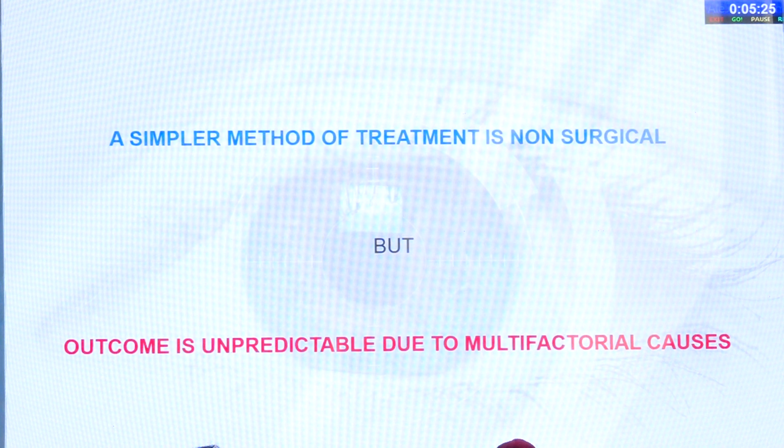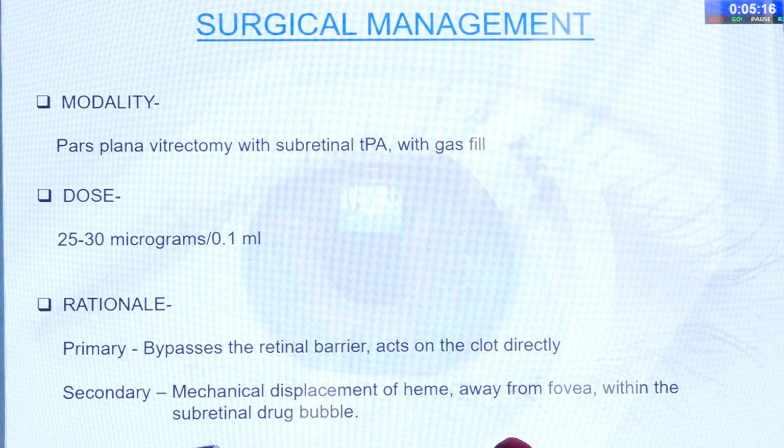Now, this is a simpler, non-surgical method of treating a submacular bleed, but the outcome is unpredictable due to multifactorial causes, some of which being the non-penetrability of TPA to the subretinal space, which is where the surgical management of PPV with subretinal TPA comes into play, the dose of which is 25 to 30 micrograms per 0.1 ml.